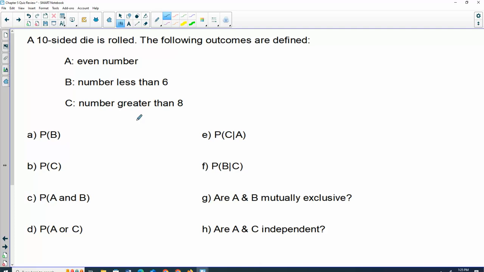Let's say a 10-sided die is rolled. These are the outcomes. A is an even number. What would A be then? 2, 4, 6, 8, 10.